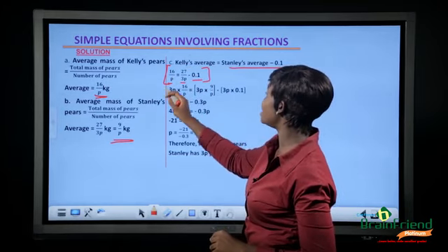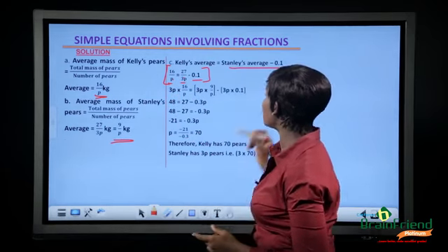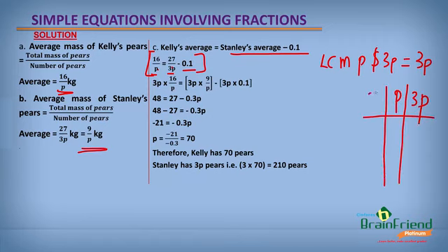And the next step is to find the LCM of p and 3p. And the LCM of p and 3p is 3p. How did I get that? Do p, 3p. To find the LCM, first 3, bring down p, and p is left here.